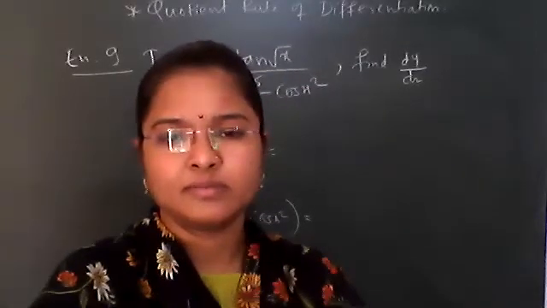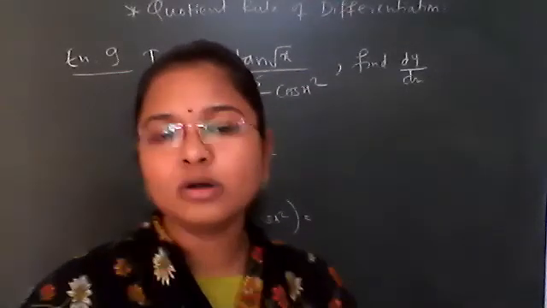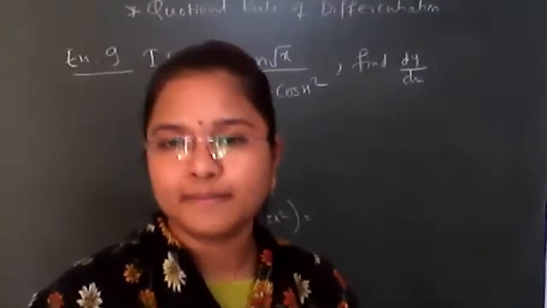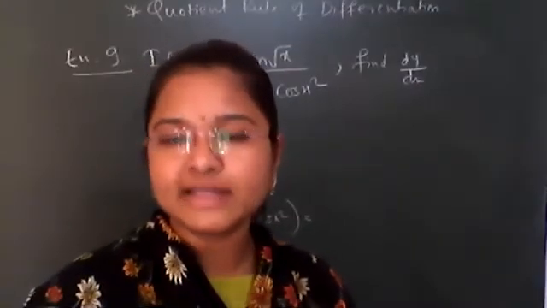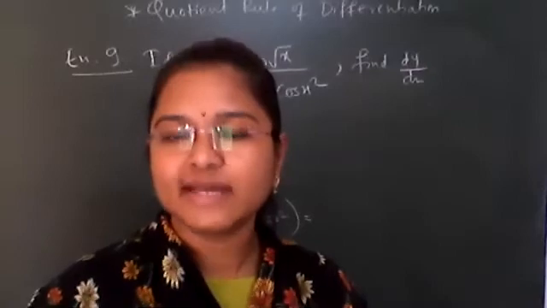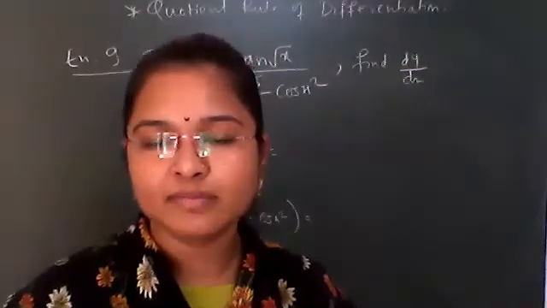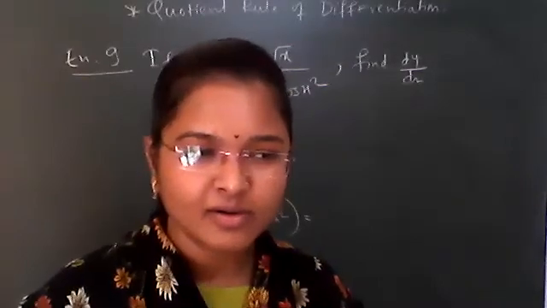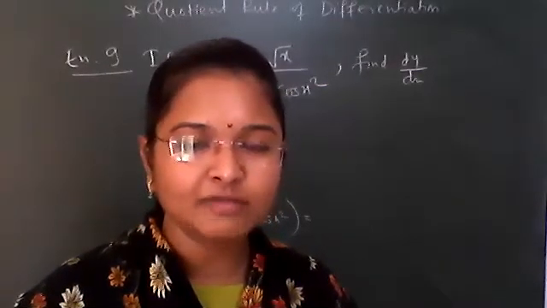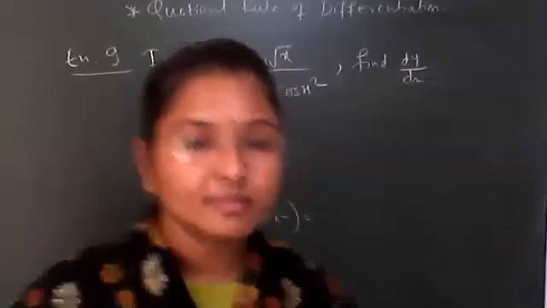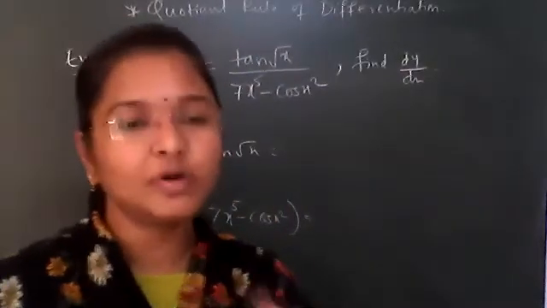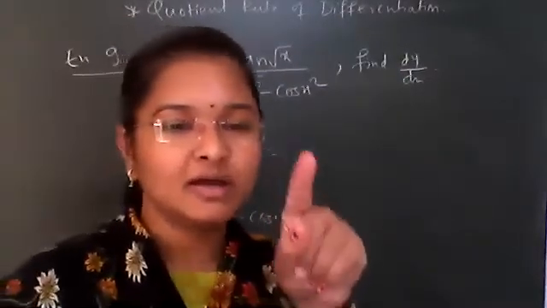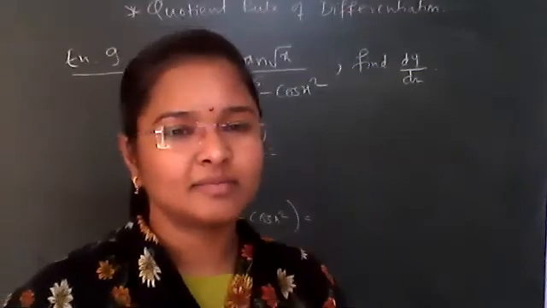Secant of root x. No. Secant square is there, upon secant square under root x, and half into under root x. 1 upon 2 root x, right? Half upon under root x into secant square x.